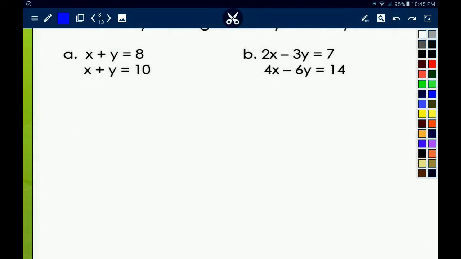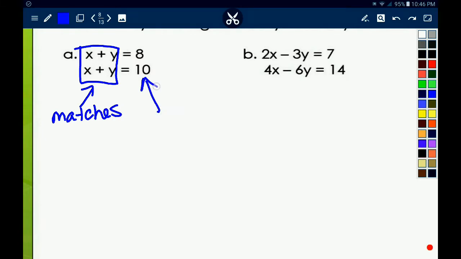Okay, so where the left side matches, this matches, but then the right side does not match.